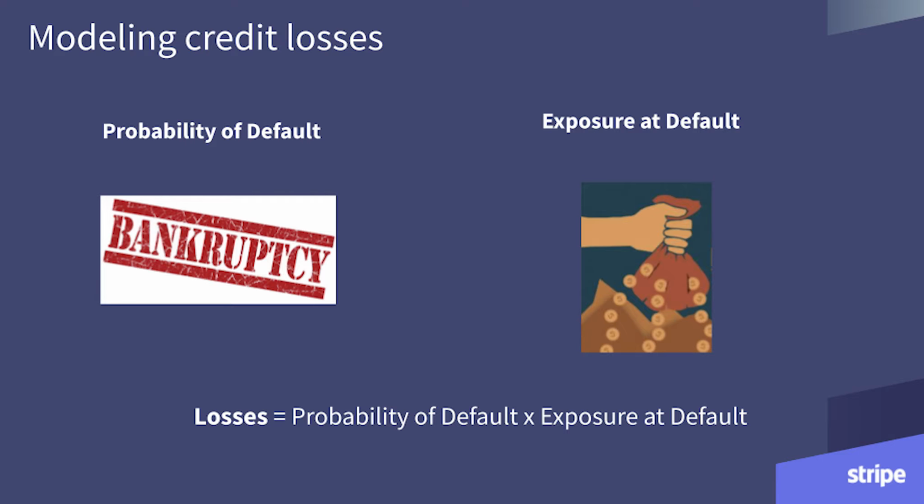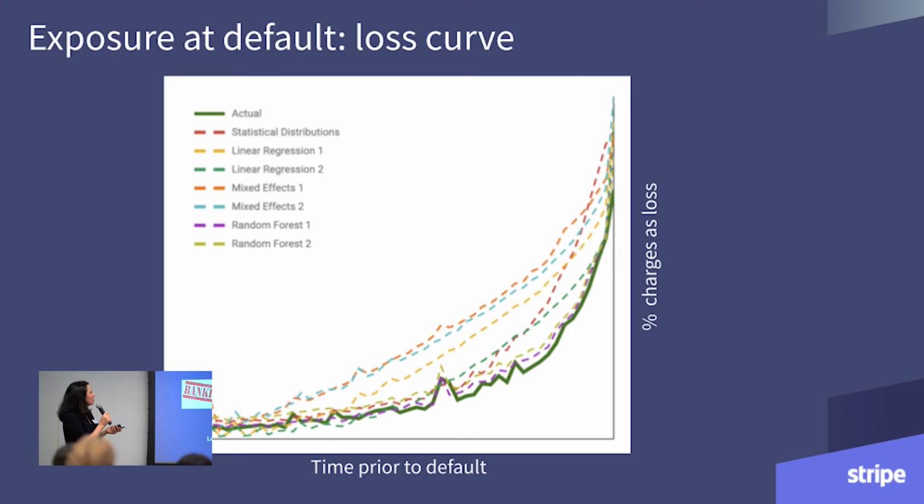Now, if we want to apply this framework to all of our users, we'll have to model losses for all users. And the way we do it at Stripe is we break losses into two components. The first one is probability of default, so how likely do we think that the user will default? And the second one is exposure at default, which means if the user defaults, how much money we will lose. And then we model losses as probability of default times exposure at default.